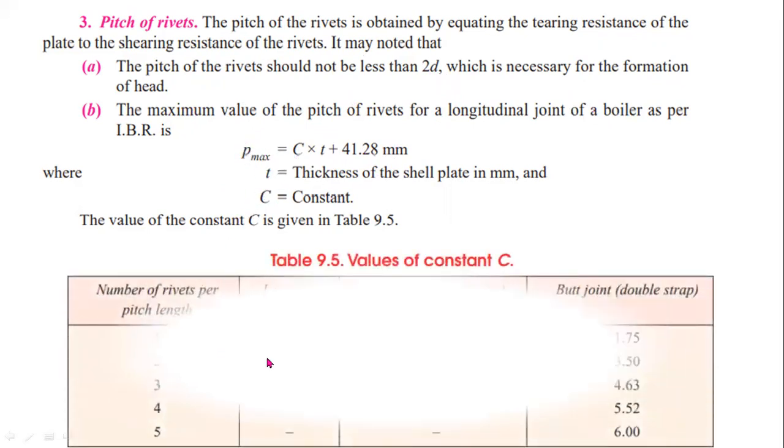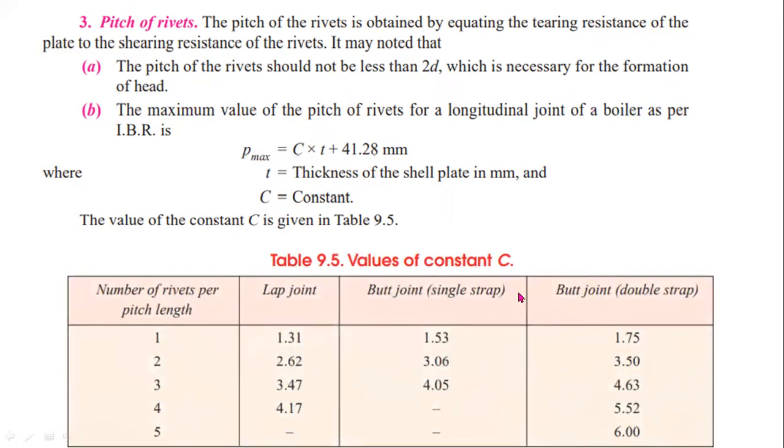Here these are the values for the constant C. For a single riveted lap joint, you have to consider C equal to 1.31. For a double riveted lap joint, 2.62. For a triple riveted lap joint, 3.47. For a quadruple riveted lap joint, 4.17. These all are the values for the constant C.